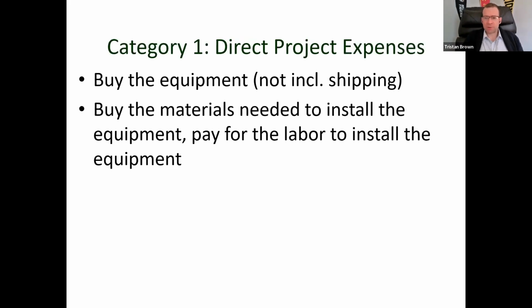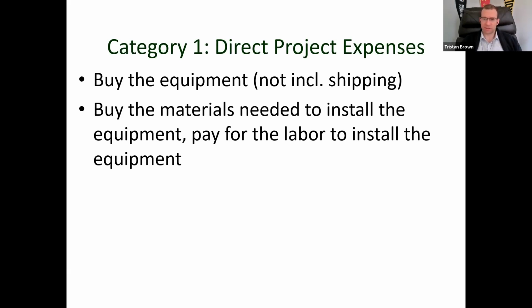So direct project expenses, this is that first category. This is essentially what it costs to buy the equipment, and then to buy any materials needed to install the equipment, pay for the labor to install the equipment, right? So this is the equipment itself.